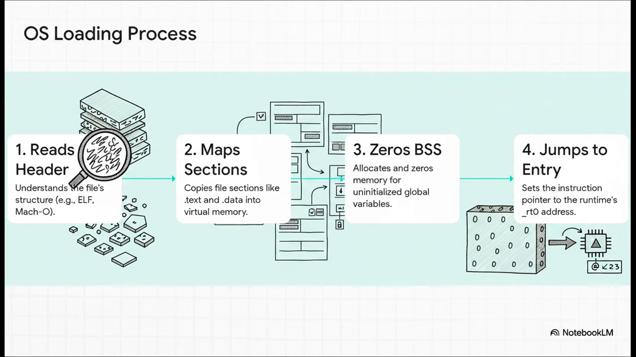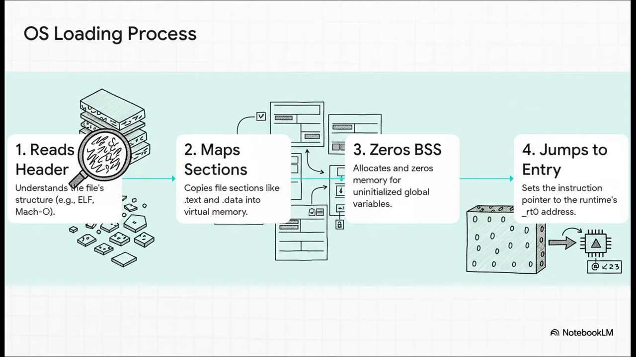This header follows a standard format, like ELF on Linux or Mach-O on macOS. And it tells the loader the whole layout of the file, where every section is, its size, and what permissions it needs. Second, it does something called memory mapping. It creates a brand new virtual address space for our process and starts mapping the sections from the file into it. The .text section from the file gets mapped into a memory region marked read-only and executable. The .data section gets mapped into a read-write region. Third, it handles that .bss section.